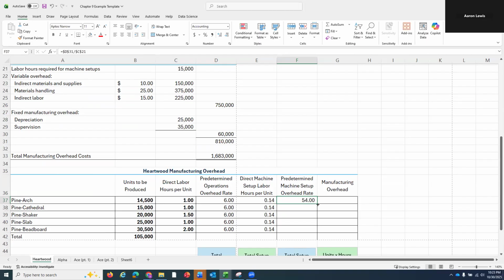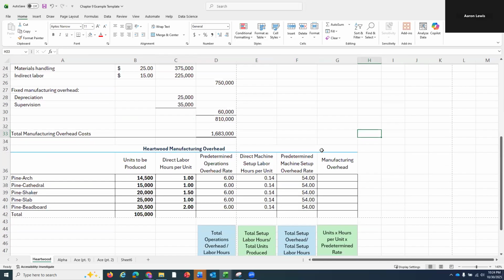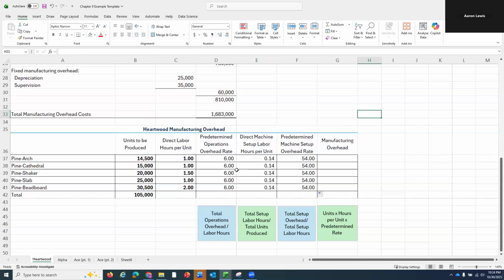So for every hour we spend setting up a machine to make these different types of pine models that we have, it's causing us to incur $54 in machine setup overhead costs. And now I have all the information that I need to figure out what amount of overhead is going to have to go into each of our five respective models coming out of our two different cost pools.